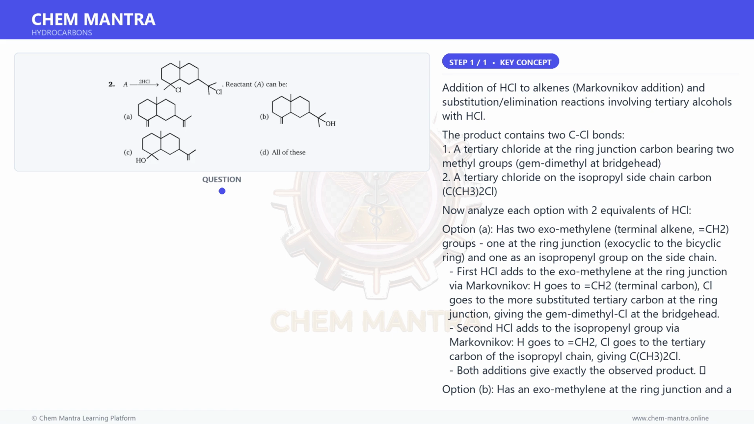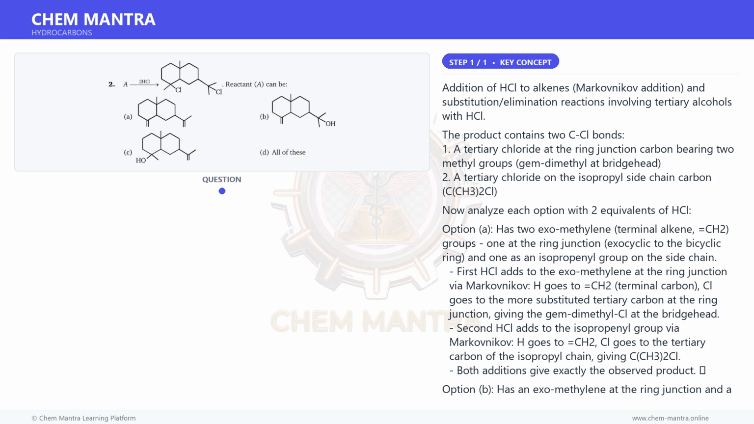The product contains two C-Cl bonds. 1. A tertiary chloride at the ring junction carbon bearing two methyl groups, gem-dimethyl at the bridgehead. 2. A tertiary chloride on the isopropyl side chain carbon, CH3 to Cl. Now analyze each option with two equivalents of HCl.